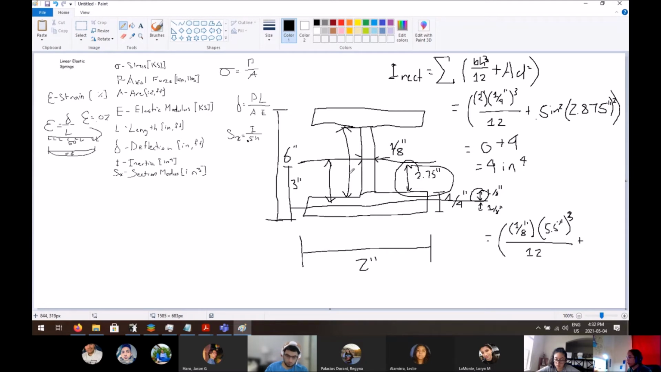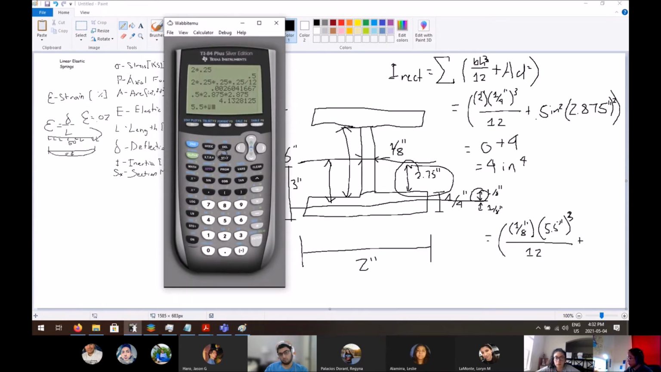That's 1/8 times 5.5, which is 0.6875, times the distance. Oh wait, what's the distance? Well, it's right here. It's 0 times 0 squared. So this stuff sort of cancels out. So now we're just left with this, which is 1.7.